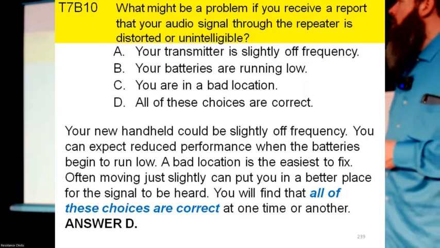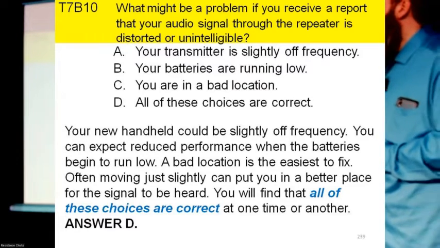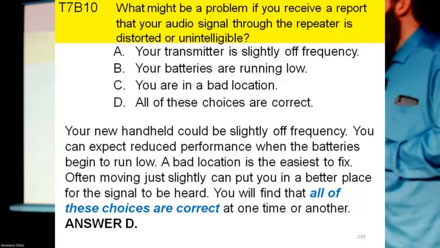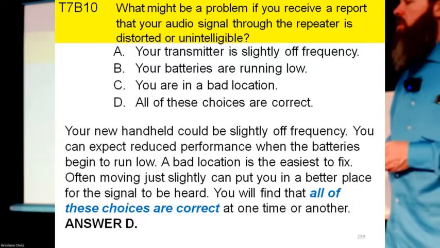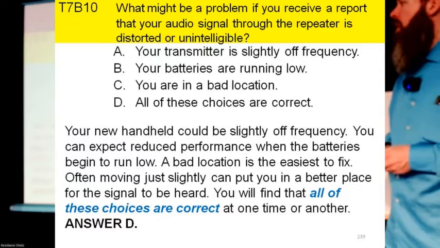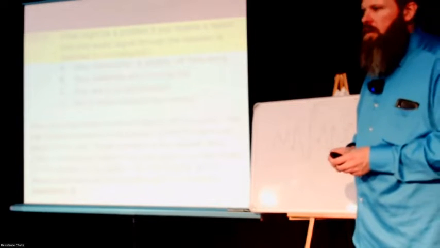What might be a problem if you receive a report that your audio signal through the repeater is distorted or unintelligible? The answer is D, all the above. So you're either slightly off frequency, your batteries are running low, or you're in a bad location.